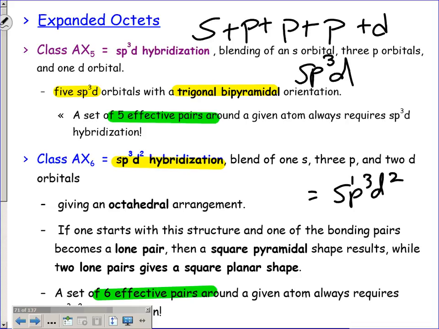If I add up these exponents, 1, 3, and 2, what do I get? 6 electron domains. If I add up these exponents, 5 electron domains. The hybrid is showing you the answer, or the electron domains shows you the hybrid without having to think too hard about it. So a good example of something that would be sp3d hybridized is anything that is trigonal bipyramidal. What was a good example of that?